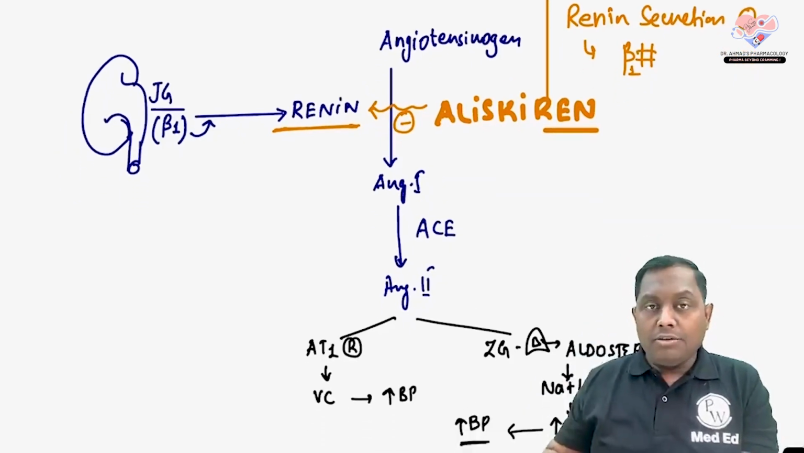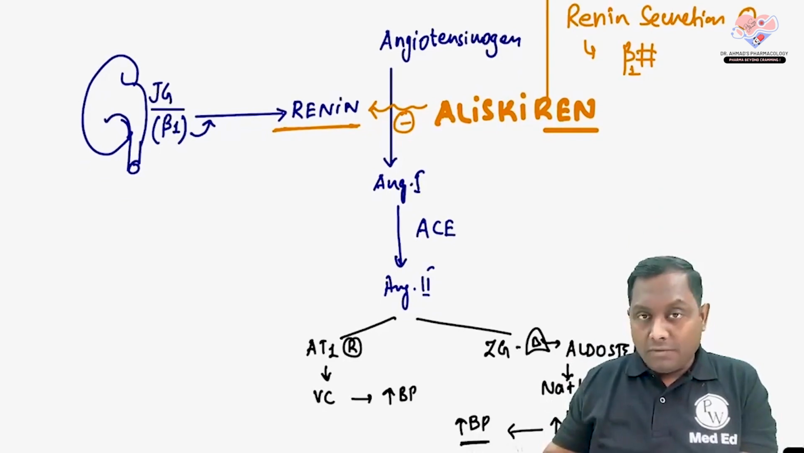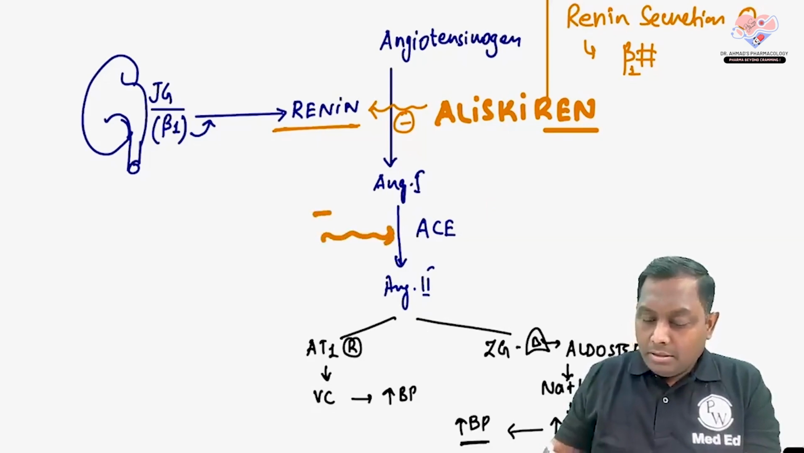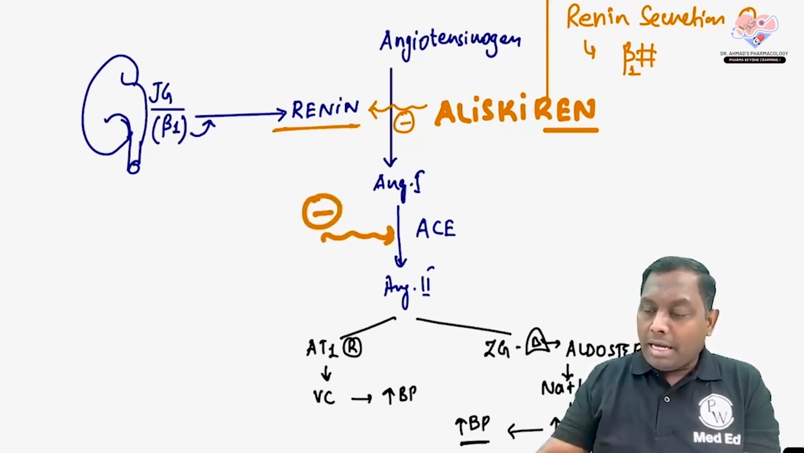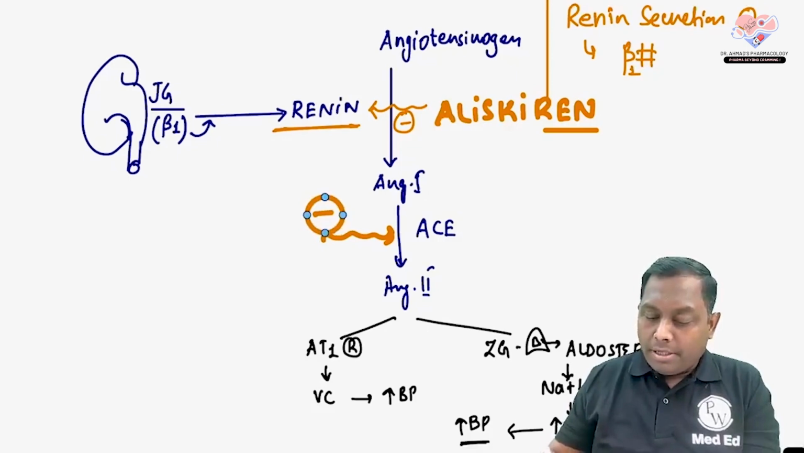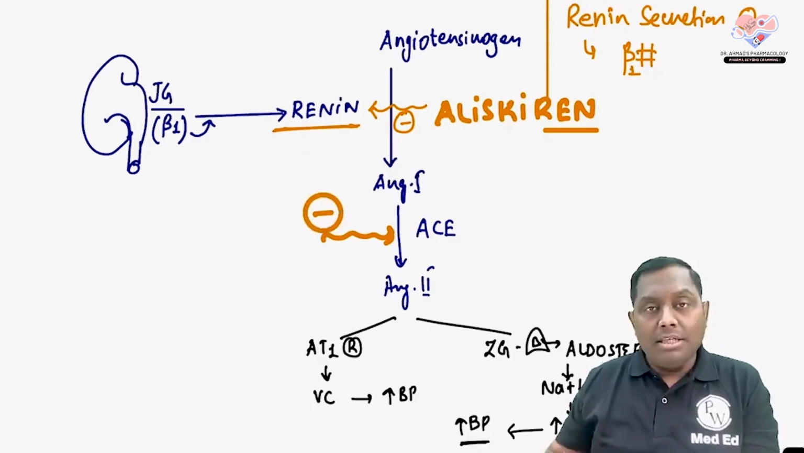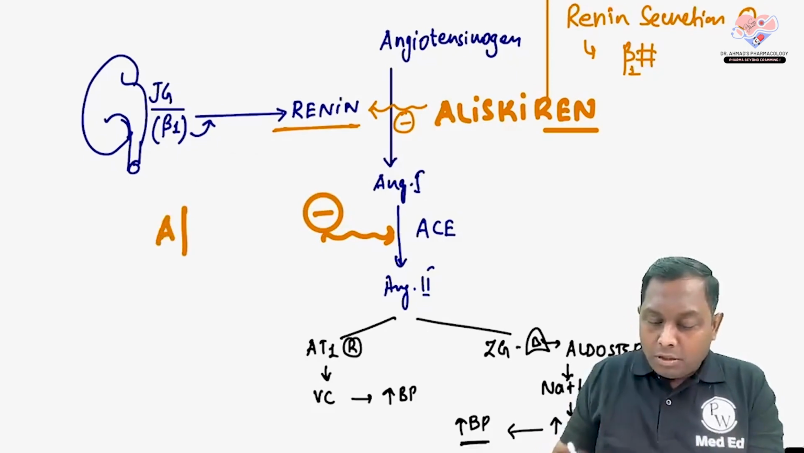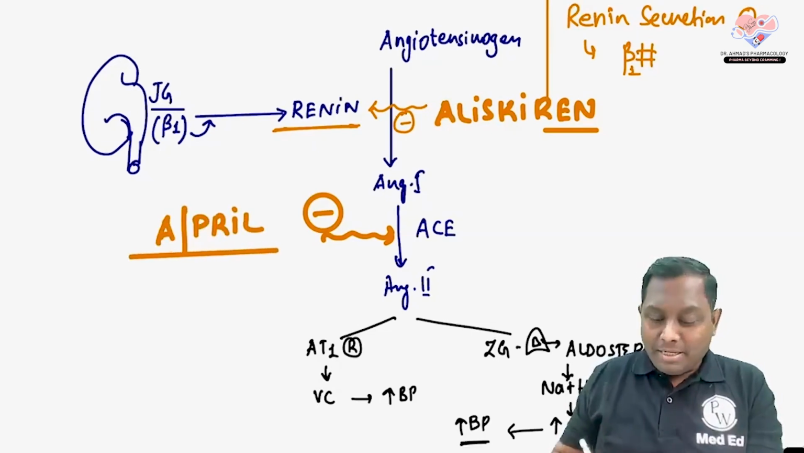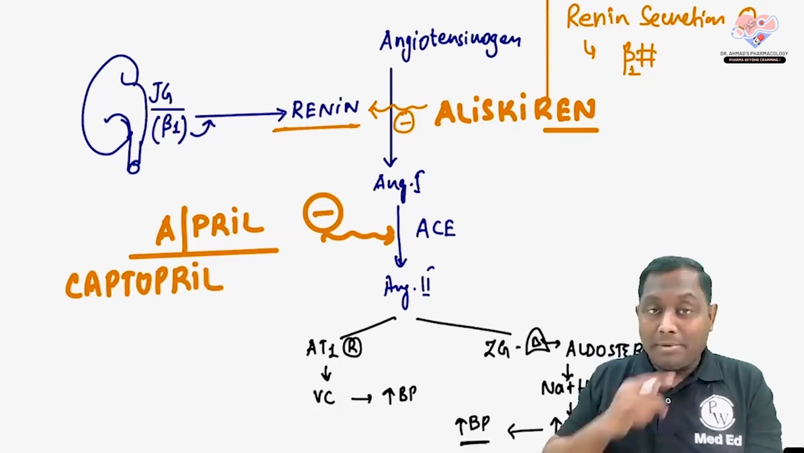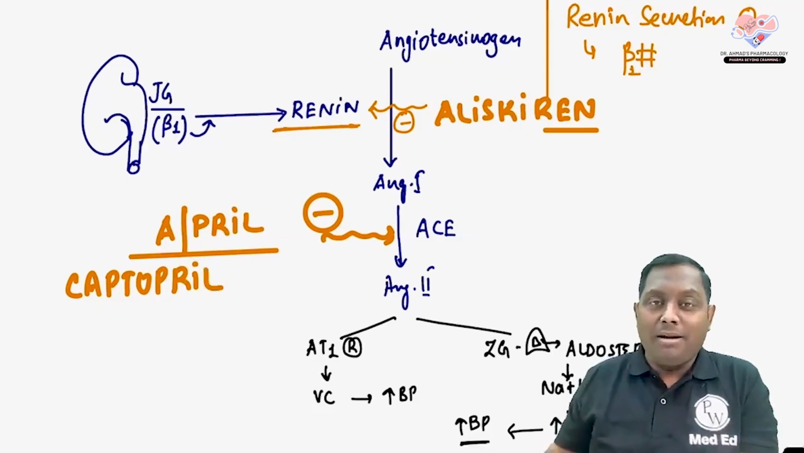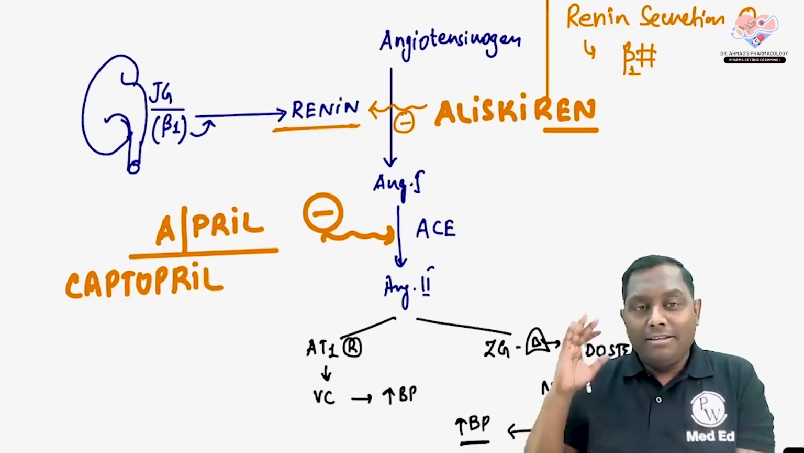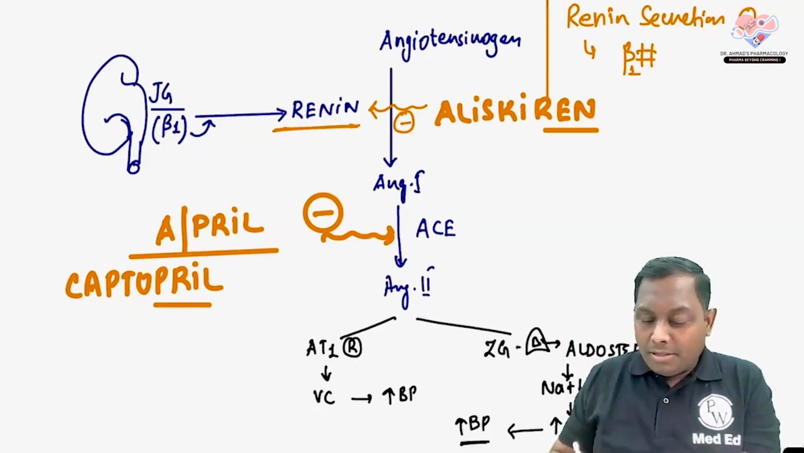Then we have angiotensin 1 to angiotensin 2 conversion with the help of angiotensin converting enzyme, and this is going to be inhibited by captopril or any of the prils. Okay? ACE. So this is going to be April. All the ACE inhibitors were born in April, so all of them end with pril. Examples are captopril, lisinopril, enalapril, ramipril, fosinopril, moexipril, perindopril, quinapril. The list is endless. Just remember, all the prils are ACE inhibitors.